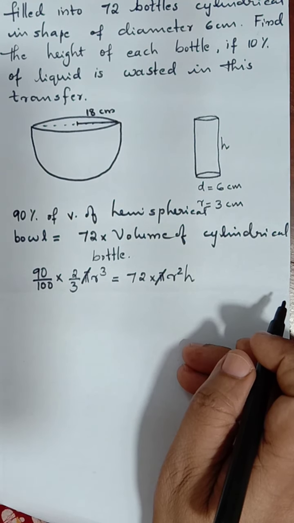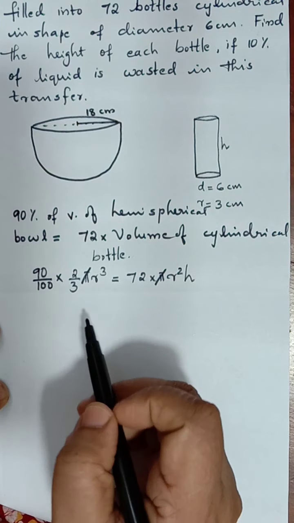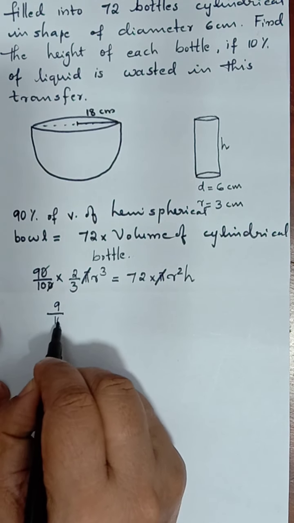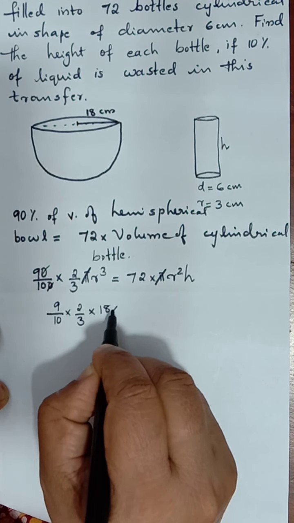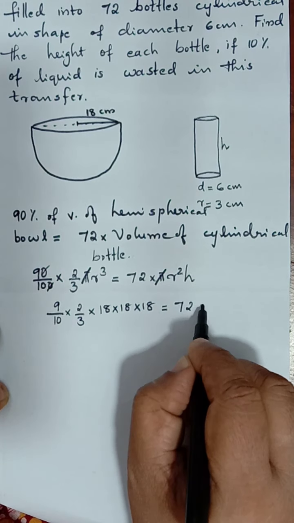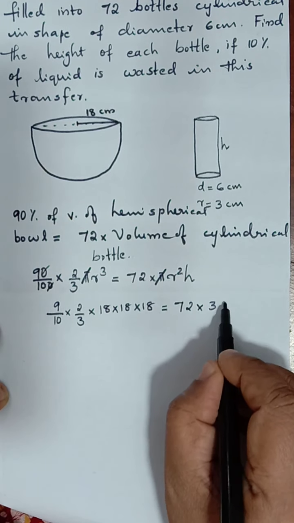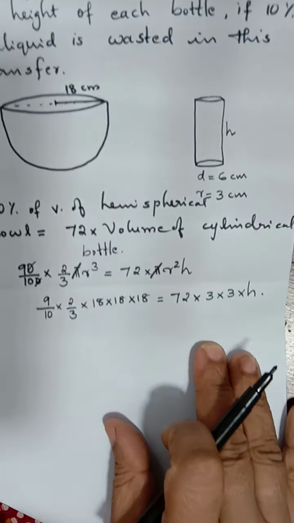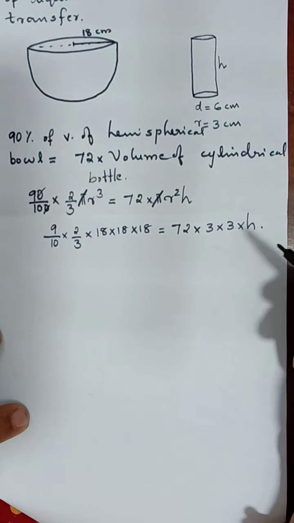We have to substitute the values. Here this r stands for radius of the hemispherical bowl. 90 by 100 can be written as 9 by 10 into 2 by 3 into radius 18 into 18 into 18 equal to 72 into r square h. Here r is 3 centimeter, 3 into 3 into h. Now let us divide or cancel so that you will be getting the answer. What is h equal to, we can find out.